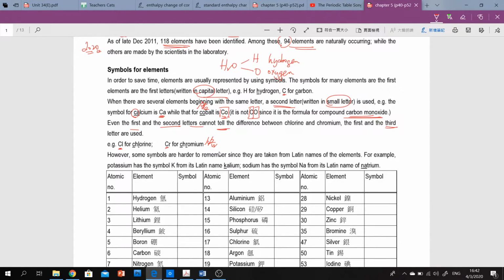However, some symbols are quite hard to remember because they are taken from the Latin name. For example, potassium comes from the word kalium, so the symbol for it is K, not P. P means phosphorus. For sodium, the symbol is not S or So. We write it as Na, capital letter N and small letter a, which comes from the Latin word natrium.